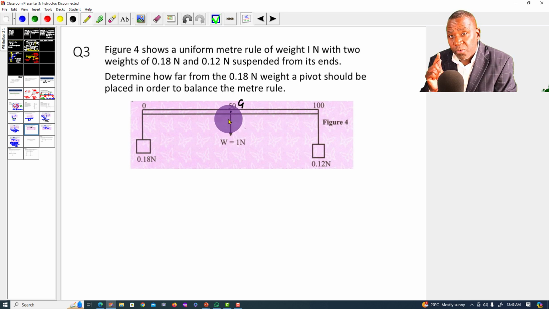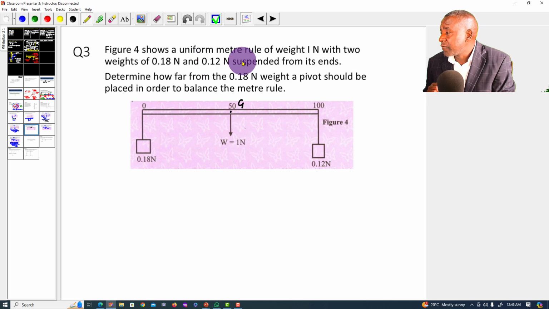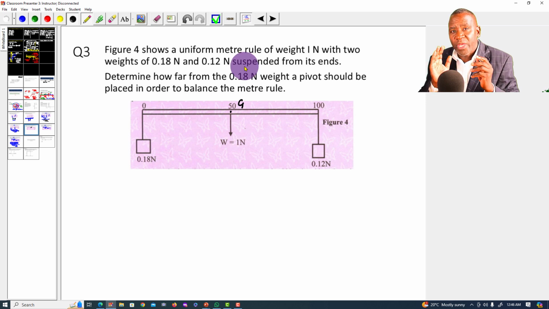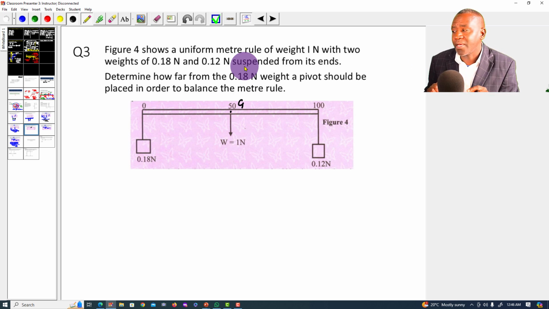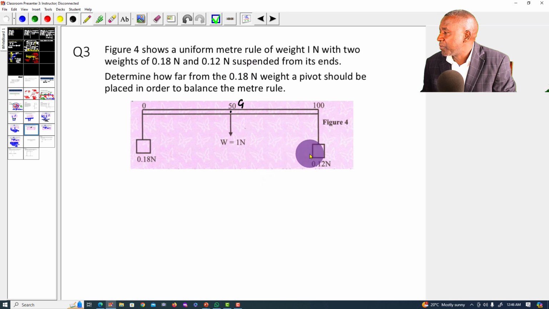It's up to you to know that if you're given a uniform body, its center of gravity is at its geometrical center. If you're given a uniform object, its center of gravity is at its geometrical center. What that means is that if it's a given length, you divide it by 2. If it is a circle, you know that it is at its center, and so forth.